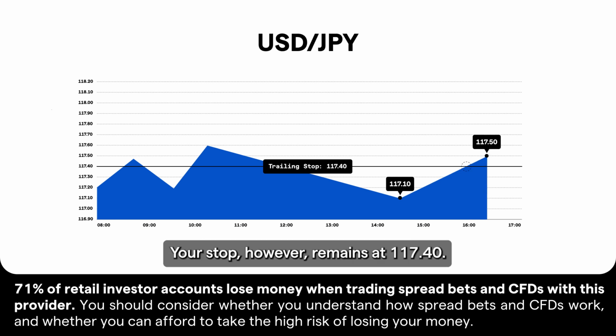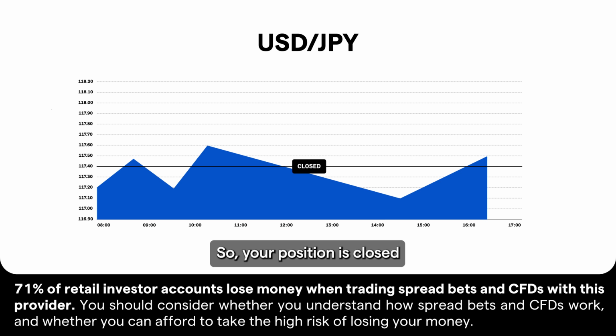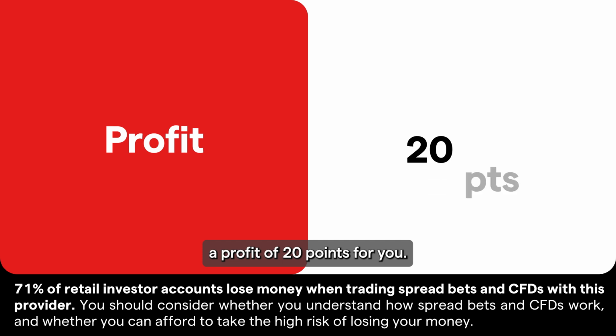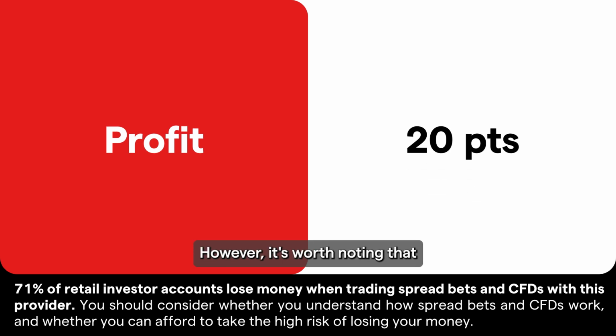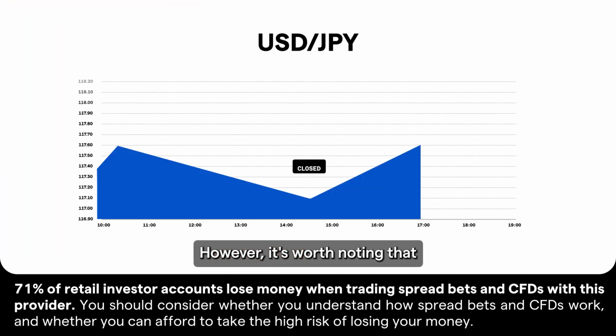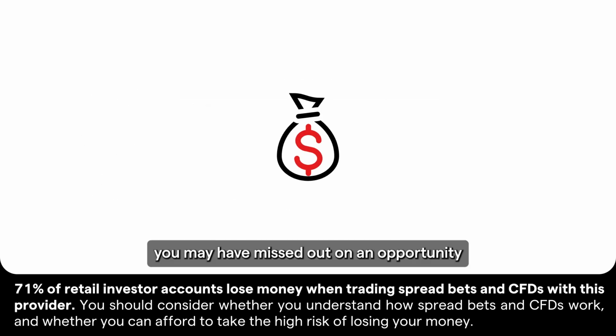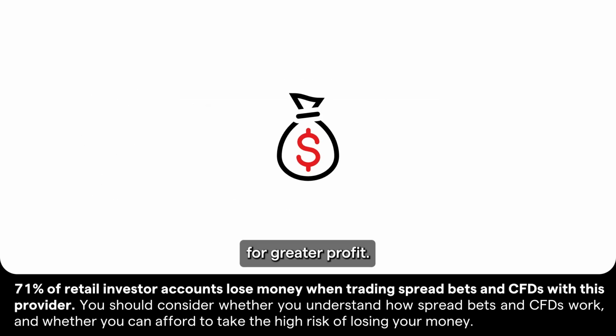Your stop, however, remains at 117.4. So, your position is closed as the price passes through this level. That stop has protected a profit of 20 points for you. However, it's worth noting that if the market's upward movement turns out to be temporary, you may have missed out on an opportunity for greater profit.